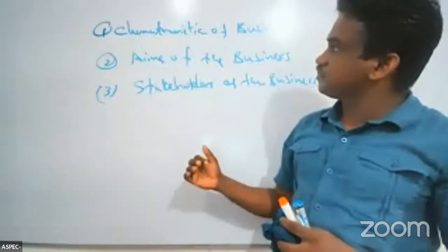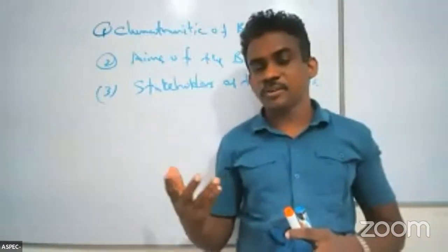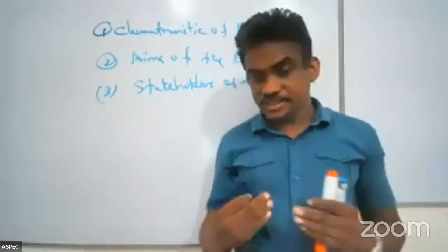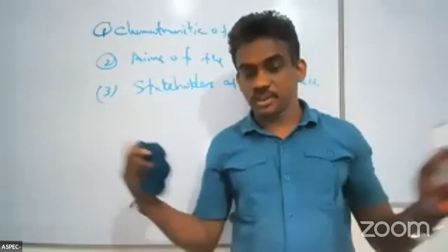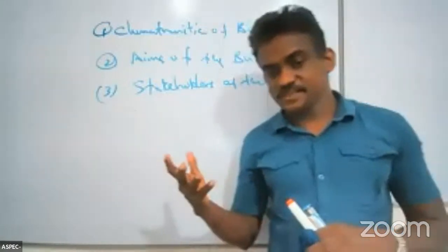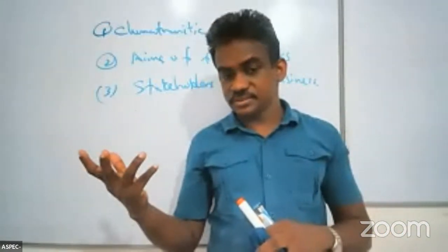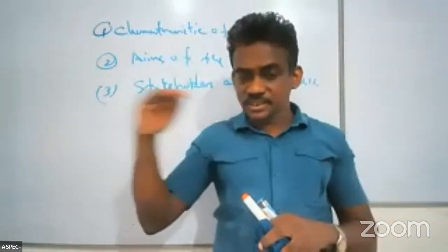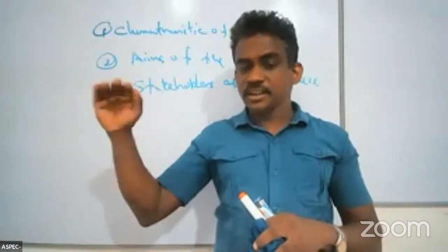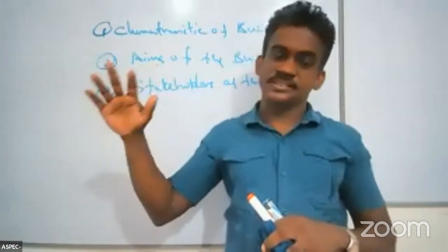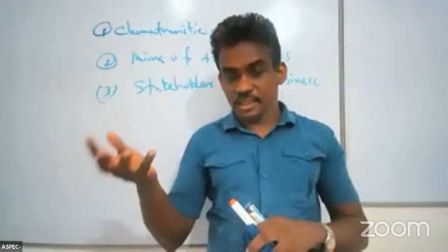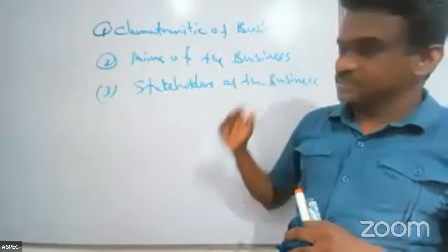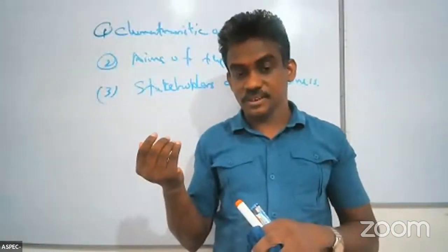Characteristics of the business. Can you remember that we talked about the common characteristics that we can see in the business? You know, in the world, different kinds of businesses have different characteristics, right? In here we discuss in general characteristics, common characteristics that we can see in every business, right? Then aims of the business. What are the aims of the business?